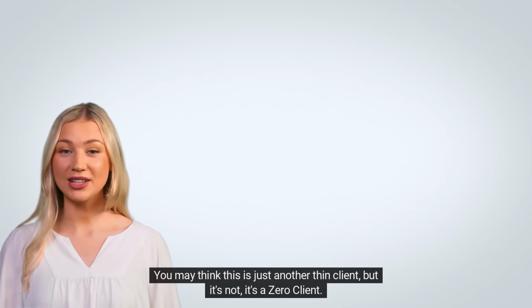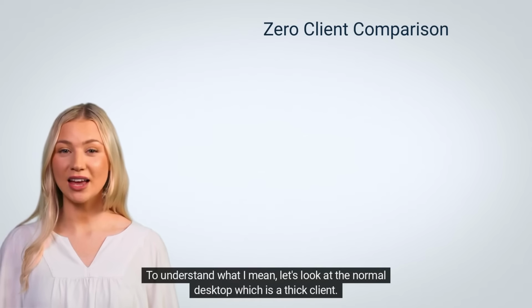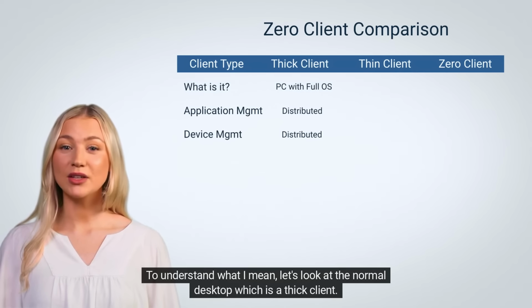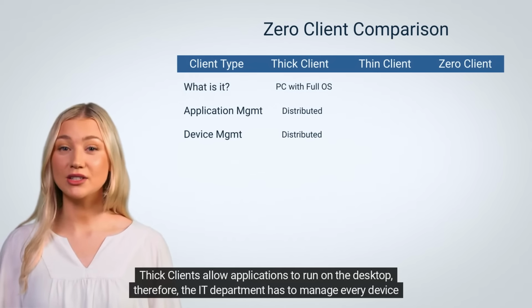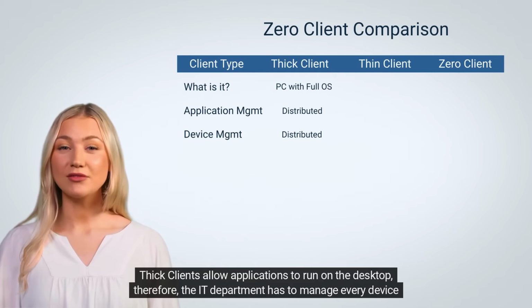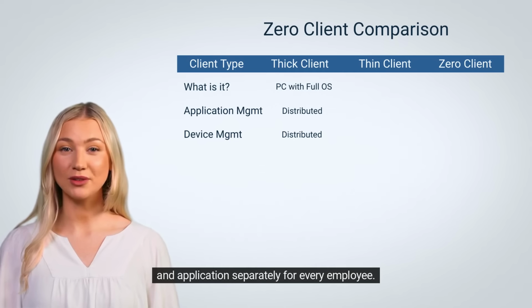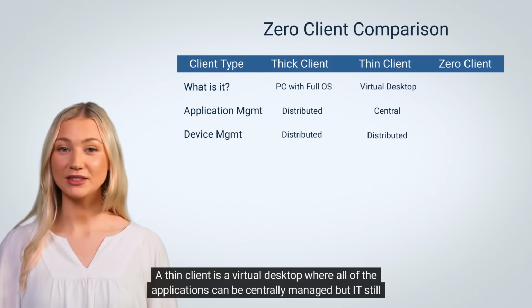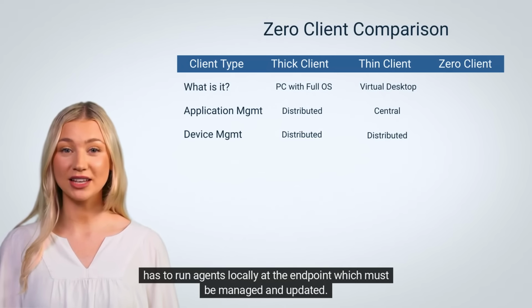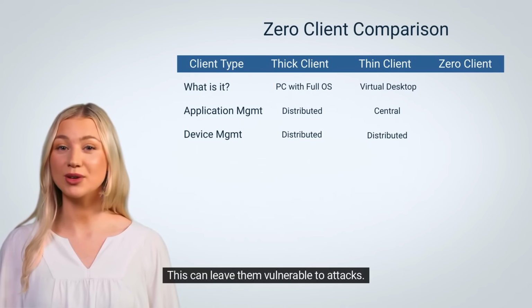You may think this is just another thin client, but it's not. It's a zero client. To understand what I mean, let's look at the normal desktop, which is a thick client. Thick clients allow applications to run on the desktop. Therefore, the IT department has to manage every device and application separately for every employee. A thin client is a virtual desktop where all of the applications can be centrally managed, but IT still has to run agents locally at the endpoint, which must be managed and updated. This can leave them vulnerable to attacks.